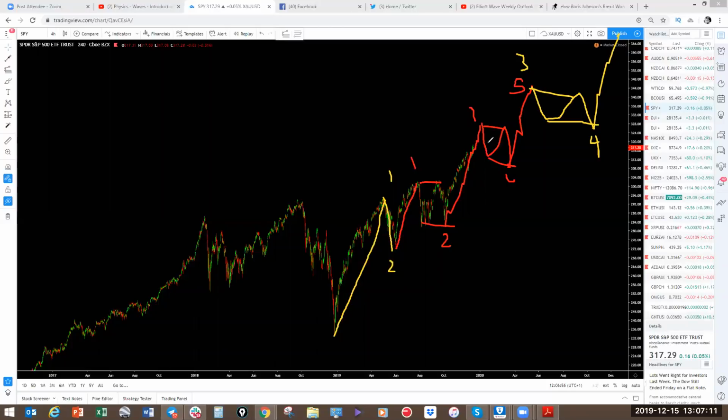Now, if you see a correction on the S&P 500, just note that this correction is only the lower degree. It's only the lower degree correction. There's still a bigger move coming on the S&P 500. So this should be very, very clear. Okay. So we're not coming down anytime soon. So keep buying the S&P 500.